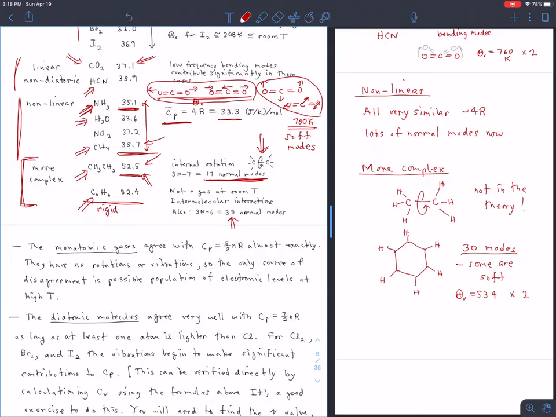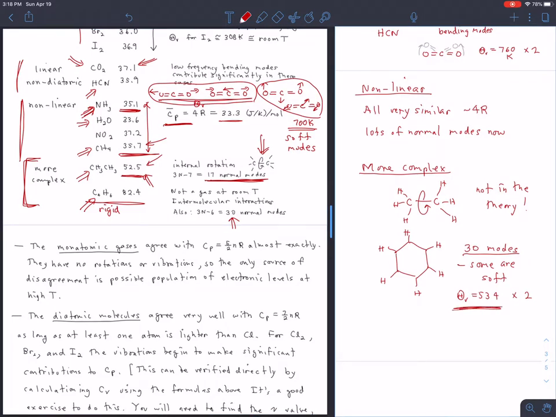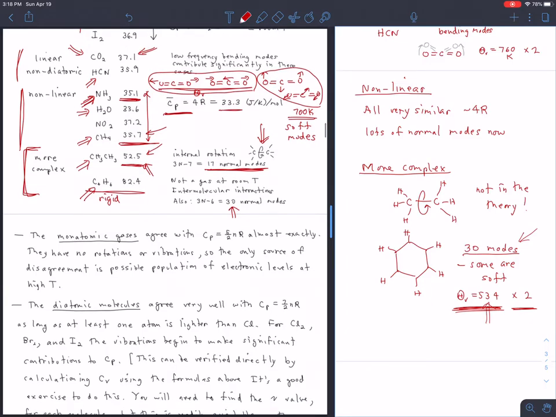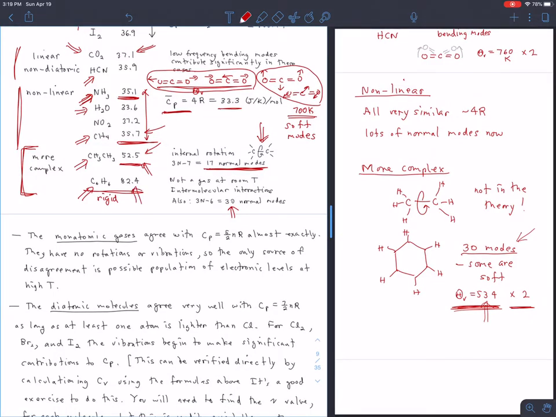Here are the soft modes over here on the right. I looked these values up. Here are the vibrational temperatures for some; there are 30 vibrational temperatures for benzene because it's got 30 modes. 2 of those vibrational temperatures are quite low, 534. And so there are some soft modes in benzene, and those are undoubtedly contributing significantly to this heat capacity of 82.4. But there are also 28 other modes, and the collection of all of them is probably the main reason for this rather large heat capacity for benzene.